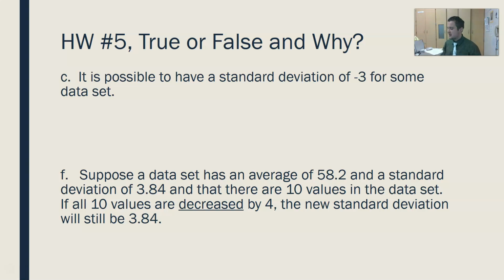On the back, it says, decide whether each statement is true or false. If false, state why and give an example. So I've chosen letter C and letter F. Letter C: it is possible to have a standard deviation of -3 for some data set. Is it possible to have a standard deviation of -3 for some data set? Well, this is going to be false.